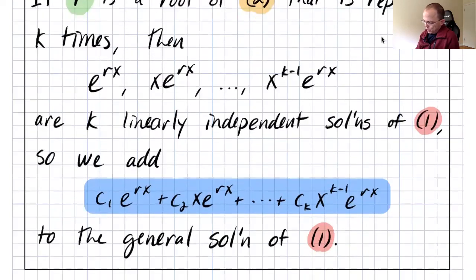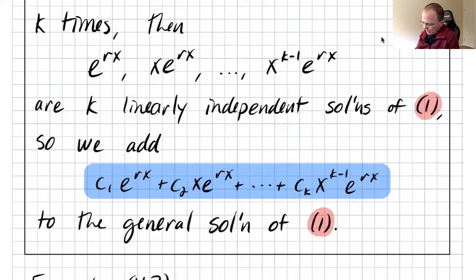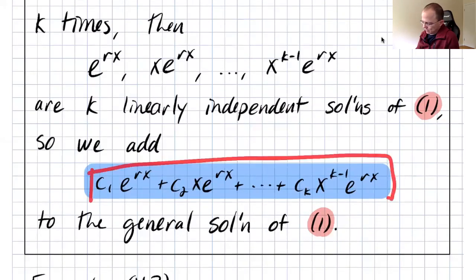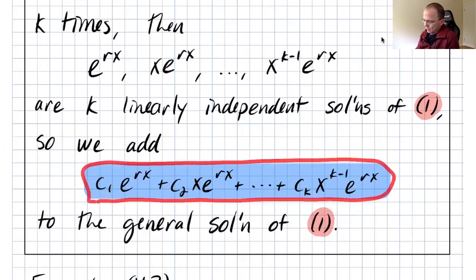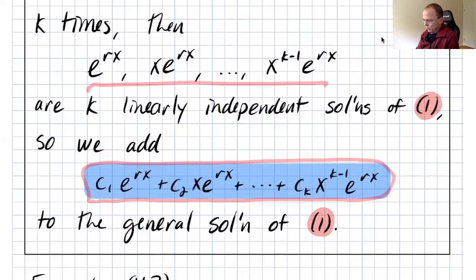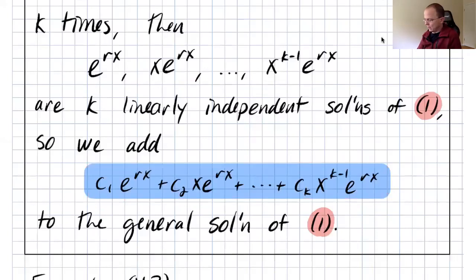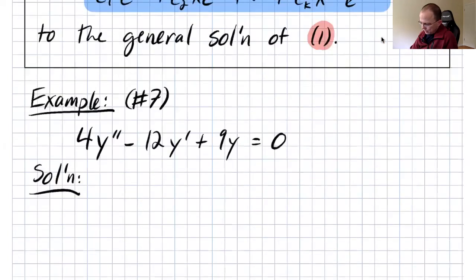And what that means for our general solution is we would add a term that looks like this. You may call these different numbers, but the idea is that we just add a linear combination of those k solutions to our general solution. So that's the idea. Okay, so let's do an example of this.